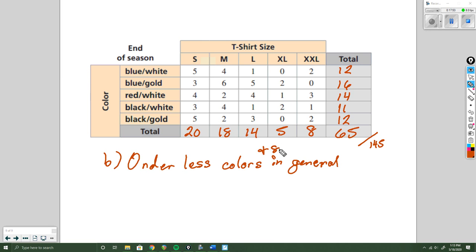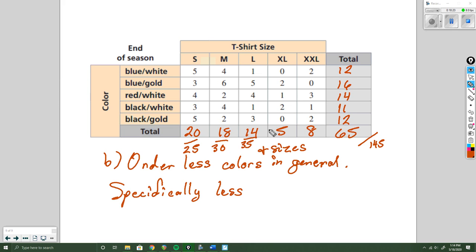I forgot to put and sizes there. But then also more specifically, less of certain sizes here. If we look at the previous table, there were 35 larges that were purchased. Okay, there were 30 mediums, 25 smalls. Not so bad right there. A little bit worse, a lot worse. And then same thing goes for XL and XXL. Okay, we bought 30 XLs. That's 25 that we didn't use.